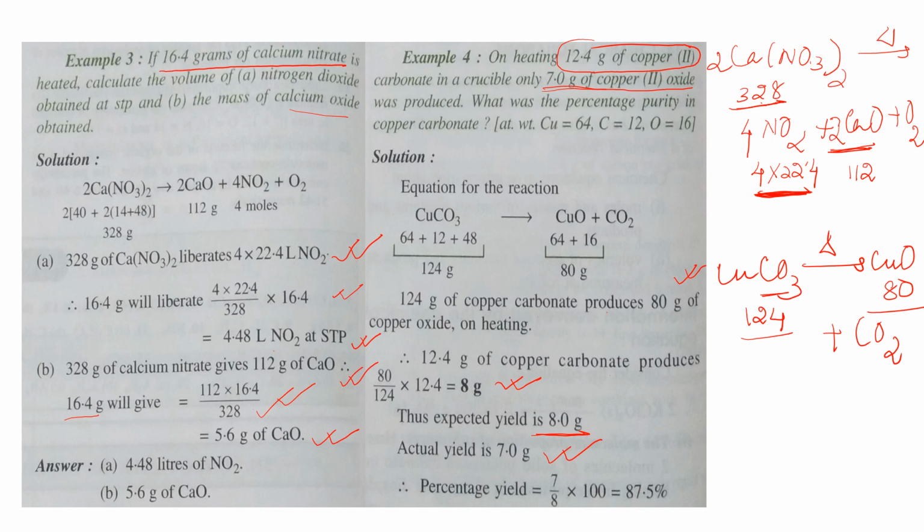So my percentage yield is 7 by 8 into 100. Because if I calculate from this, I should get 8 gram of copper 2 oxide. But I am getting 7 gram, as given in the question. So my percentage purity is 7 by 8 into 100. So 87.5% is the percentage purity. I hope you have understood. Now this is the end of the chapter. Practice all the numericals on your own in your notebook.